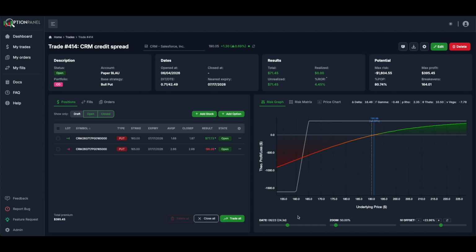This makes the risk graph an essential tool for running through different market scenarios before they happen, helping you make more informed decisions about your trade.